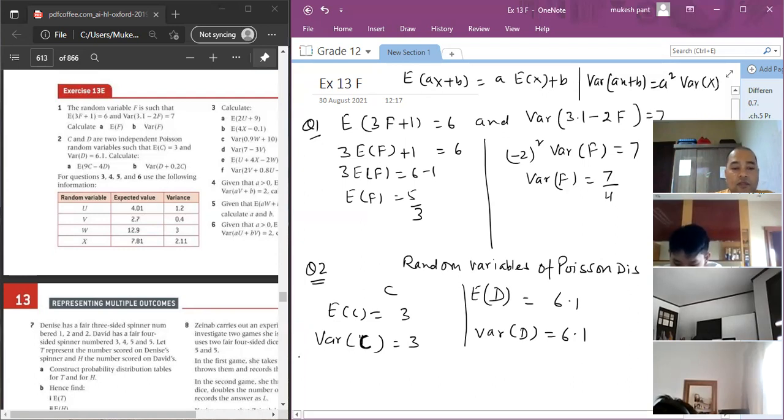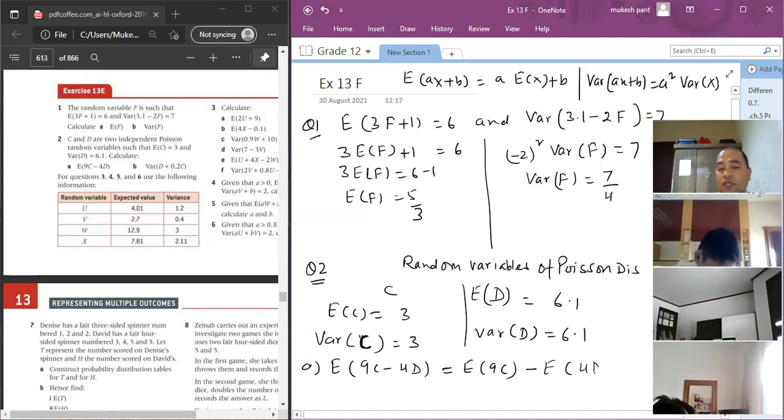Now, part A: find E of 9C minus 4D. Here, this was the single variable before. Now we are combining two random variables, one is C, another is D. There may be a plus sign or maybe a minus sign, so whatever sign is there, you will write. Like here, it's the expected value of 9C minus, then the expected value of 4D. If it were plus, I would write plus here.